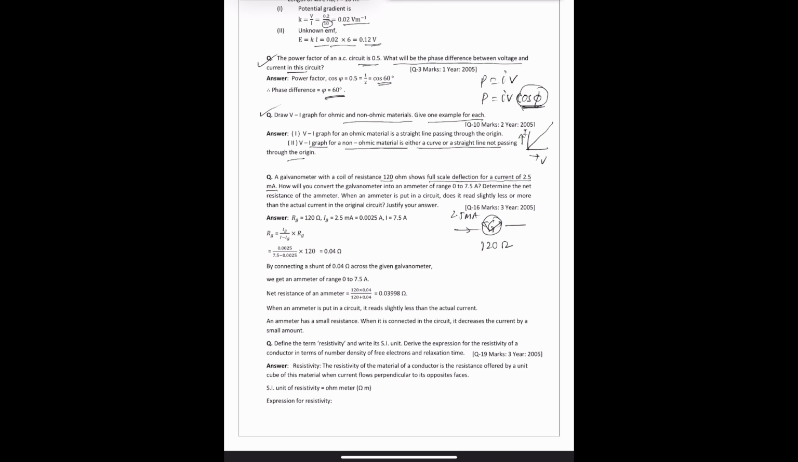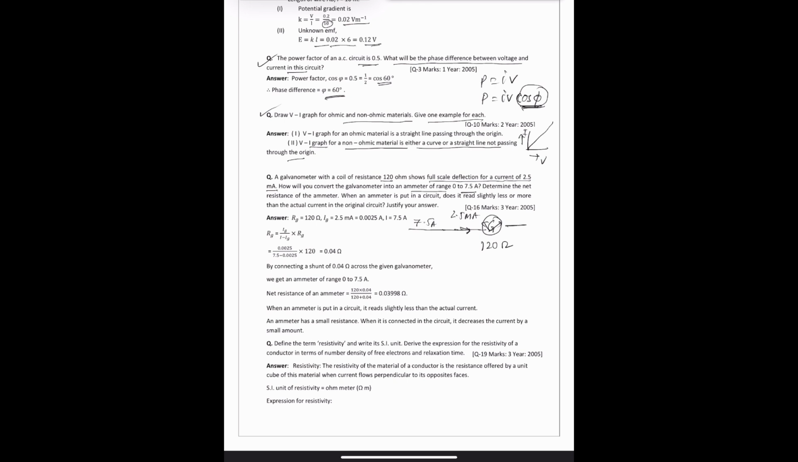Now, how will you convert the galvanometer into an ammeter? Range is 7.5 ampere. So what will happen if you want to make an ammeter? This 7.5 ampere is a huge current, so we have to split this 7.5 ampere current into two.